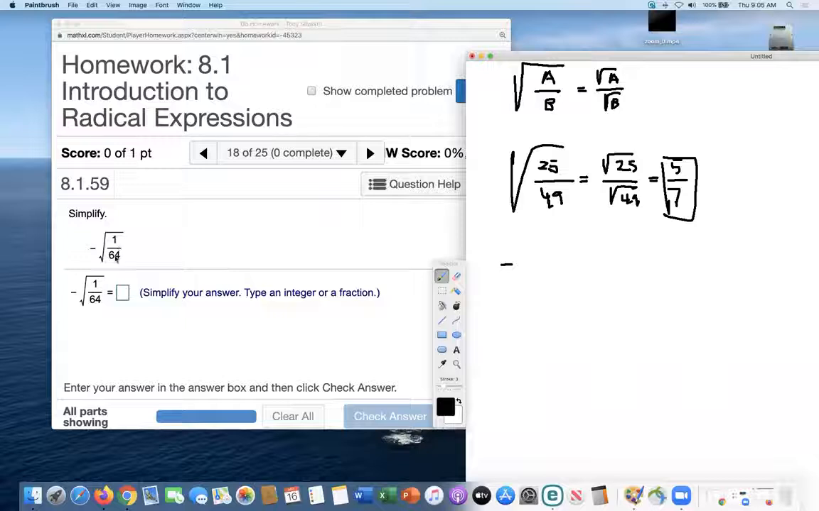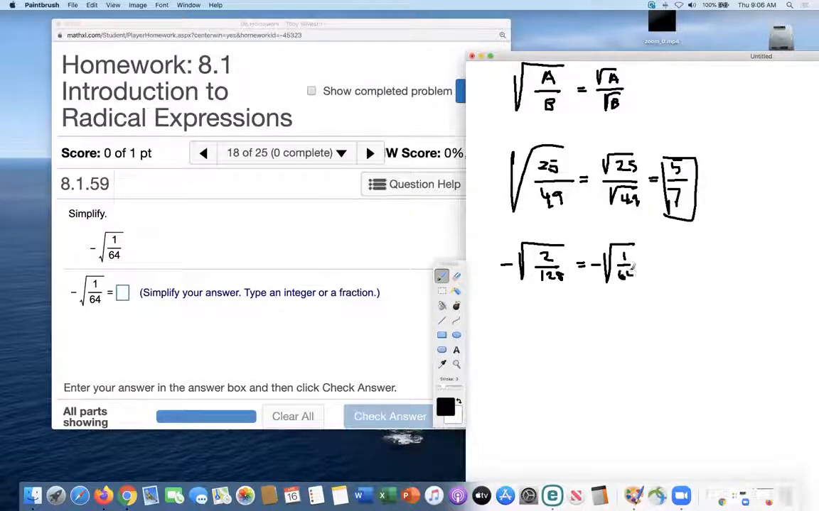1 over 64. Underneath that square root, can we do anything with 1 over 64? Like pretend it said 2 over 128. Pretend they gave you that as a problem. Well, before you do anything, simplify the fraction. You always have to simplify fractions. So we can divide top and bottom by 2. You get 1 over 64.